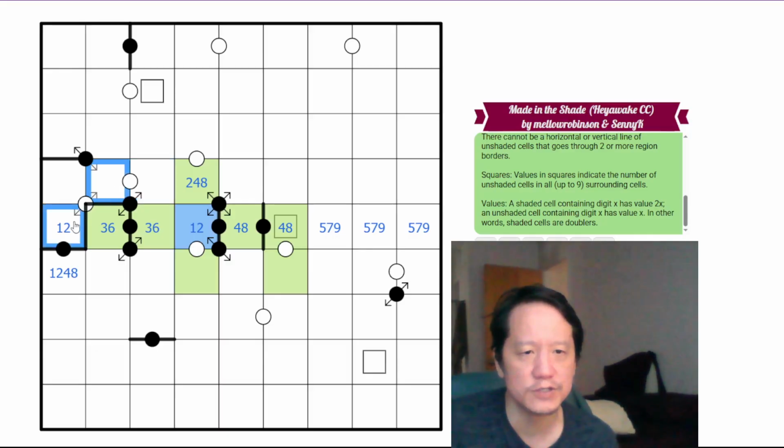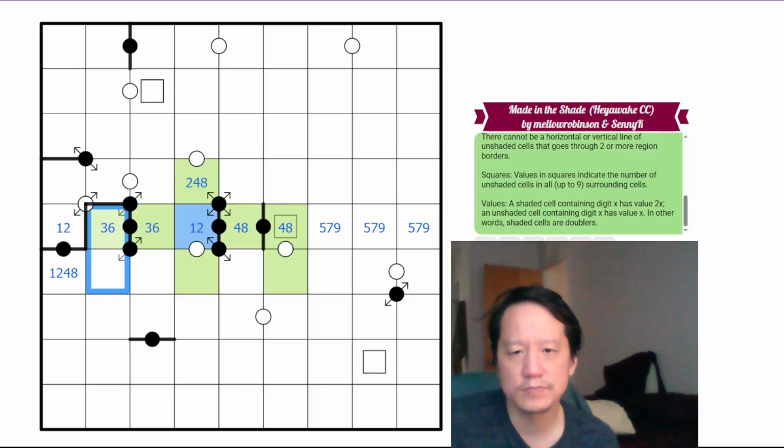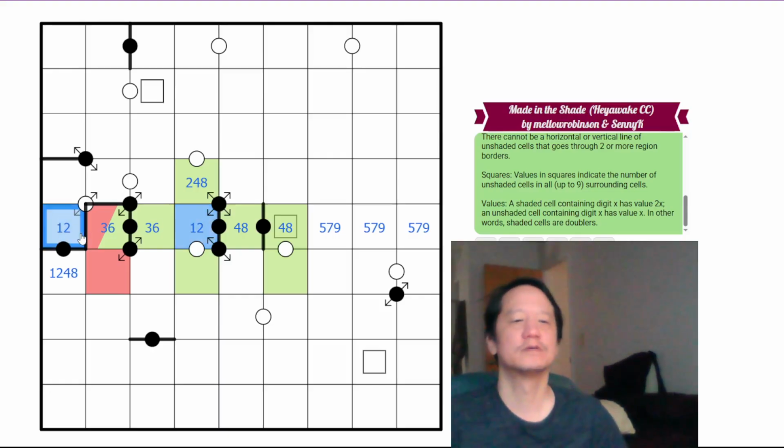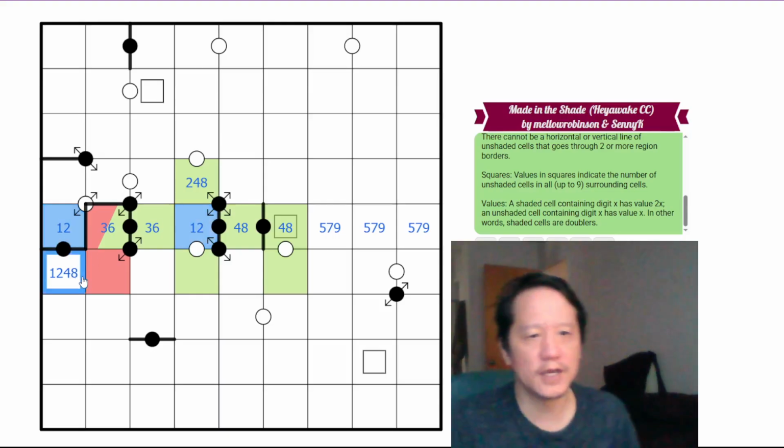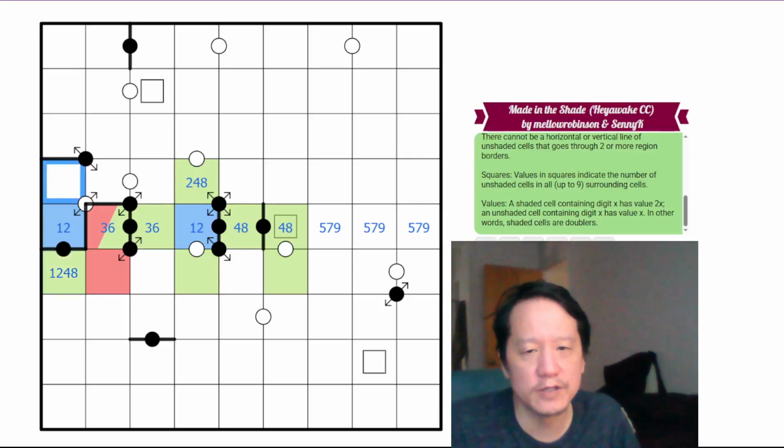These are the same regions. So this must be different from this cell. So this region has to go down that way. This region has to go here. So this is red, this is green and green. It cannot have a green here. This must be blue. So this is the other that's doubled. Interesting. This cannot be blue. It must be green. This is green.